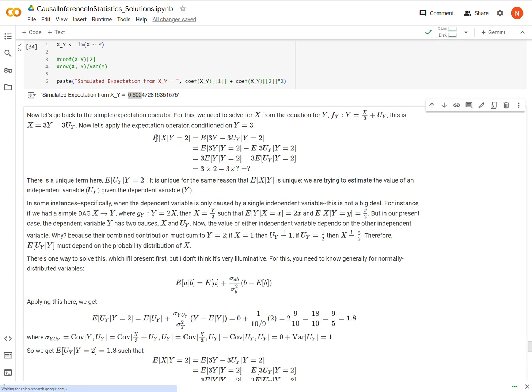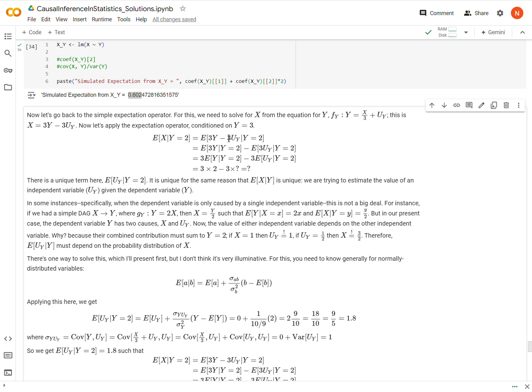So now I have the expectation of x given y equals 2. And so what I'm going to do is solve for x given the formula for y. When I do this, x equals 3y minus 3u of y. So if I want the expectation of that, it means I want the expectation of 3y minus u of y, given that y equals 2.